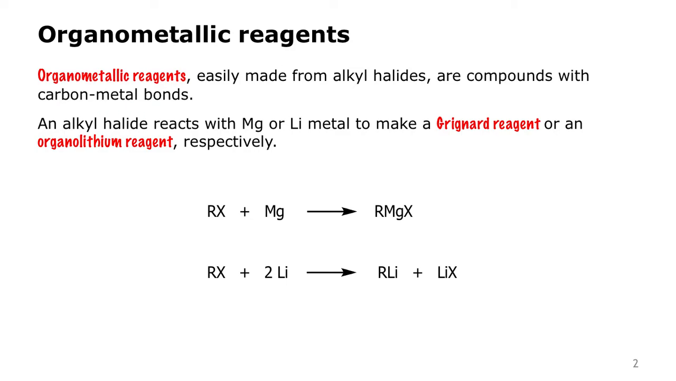Probably the oldest and most versatile organometallic reagents that are used in the laboratory are so-called Grignard reagents, which are alkyl magnesium halides, and organolithium reagents. And as the name implies, these are alkyl lithiums. Both of these compounds, under the right conditions, can be formed from an alkyl halide and the corresponding metal in its zero oxidation state. So metallic magnesium and metallic lithium allow the formation of these reagents. And we're going to look at each of these in this course.